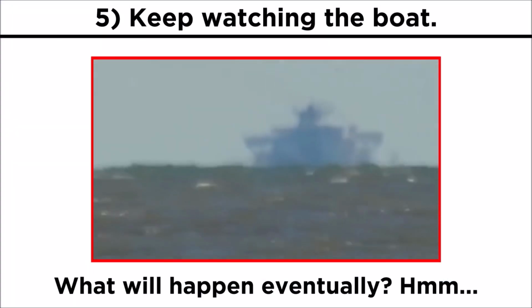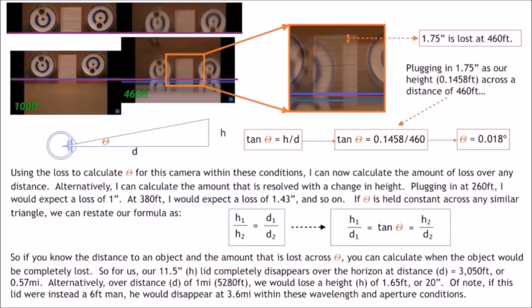So if you know the distance to an object and the amount that is lost across data, you can calculate when the object would be completely lost. Again, this is an optical phenomenon, it's not physical curvature.